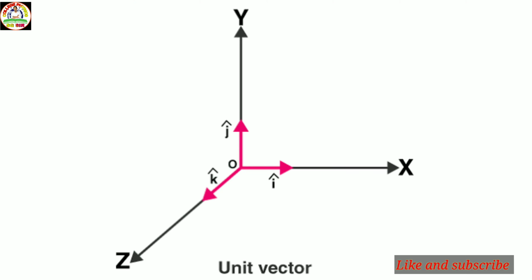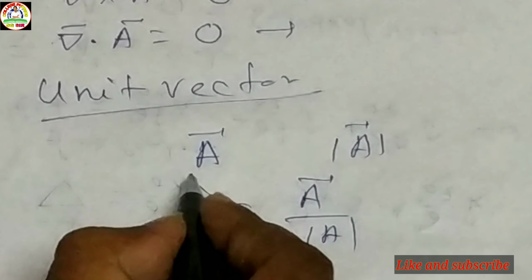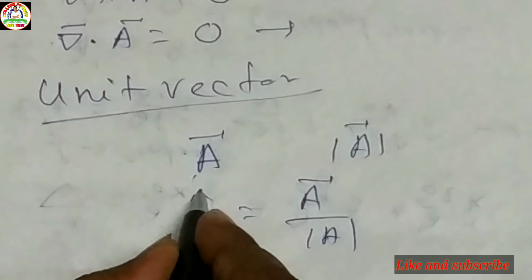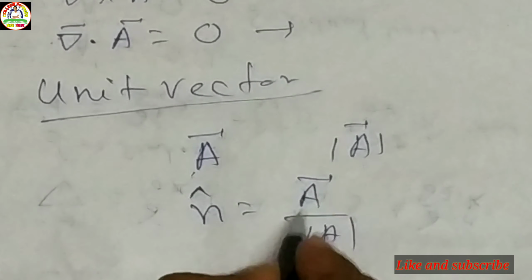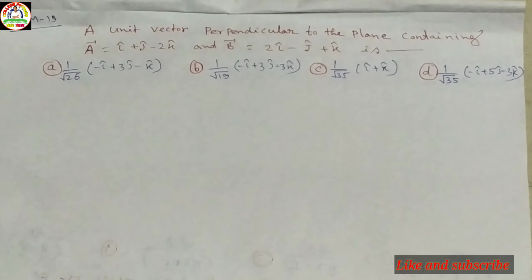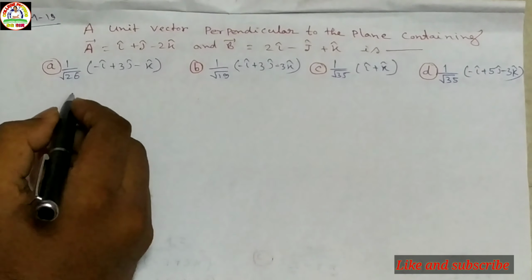Now we discuss the unit vector. The vector which has unit magnitude is called a unit vector. Suppose a vector A has magnitude mod A. So the unit vector, which we represent as n cap, is equal to vector A by mod A. Now we discuss some important problems related to vector differentiation.